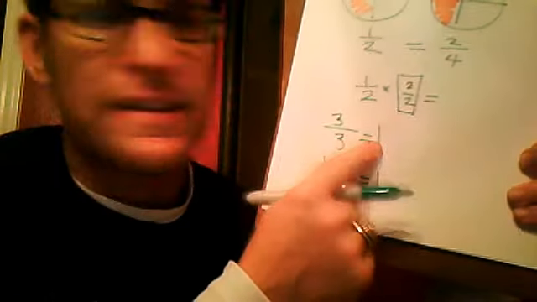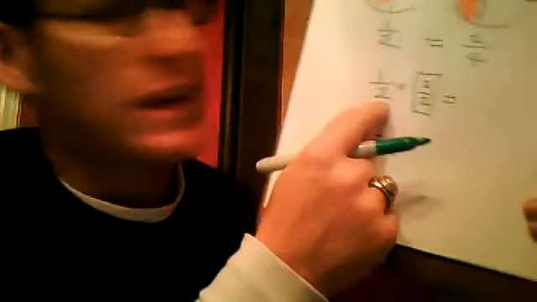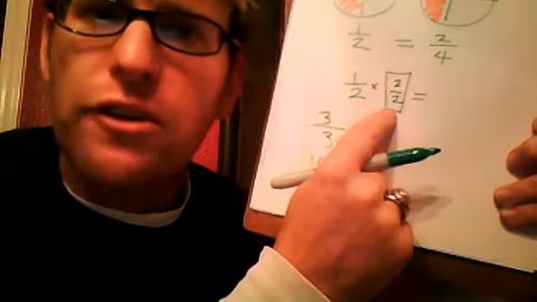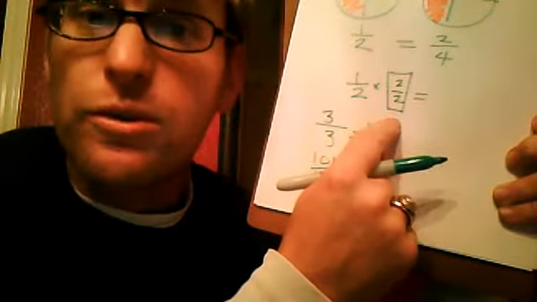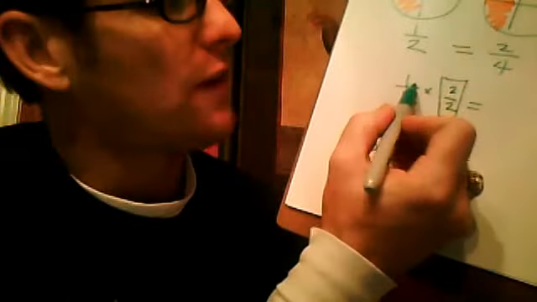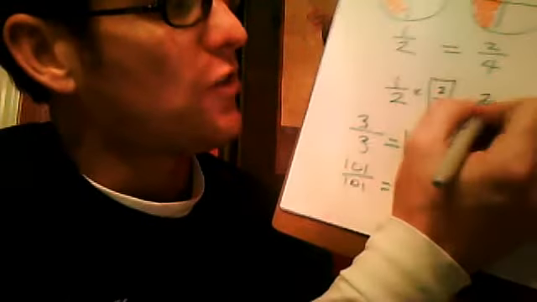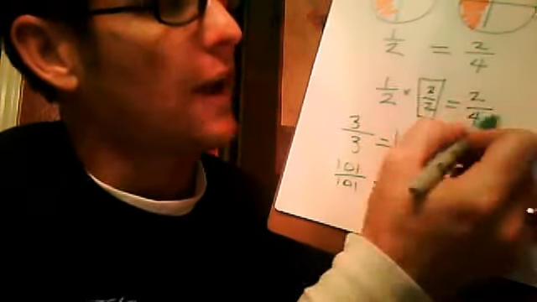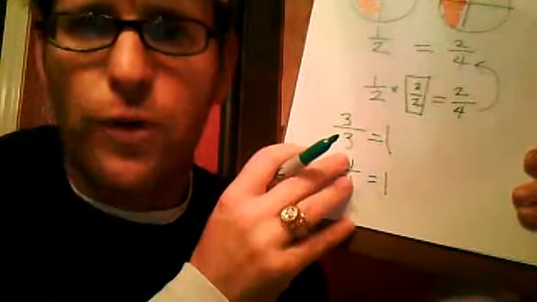So no matter what I multiply by 1, I get the same number. So I'm going to take 1/2 and multiply it by 1, but I'm going to call that 2 over 2. And when I multiply fractions, I multiply across. So 1 times 2 is 2, and 2 times 2 is 4. Look at that. That's the same fraction I have right there, 2/4.